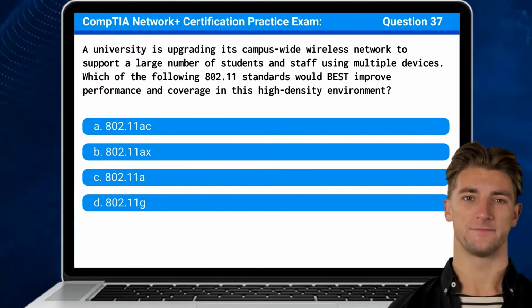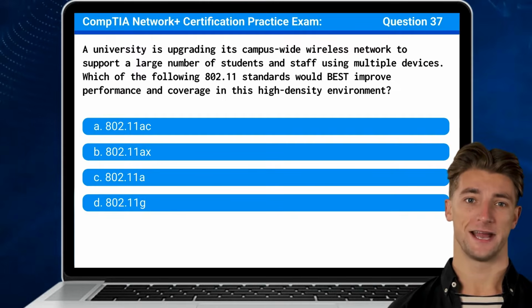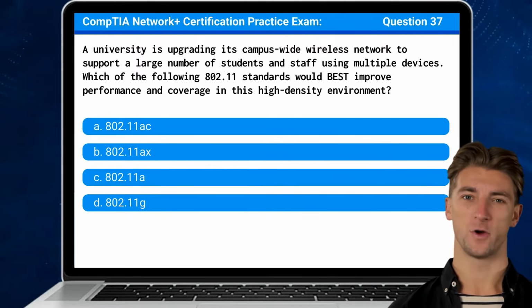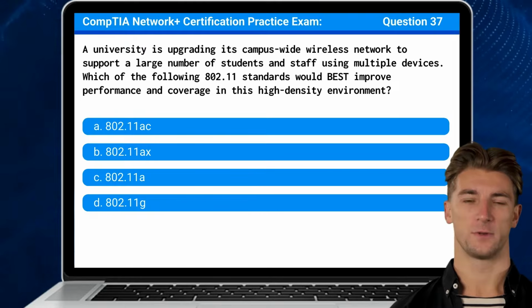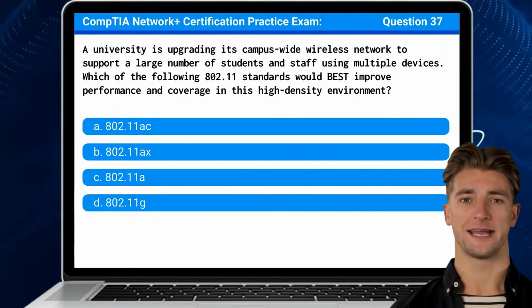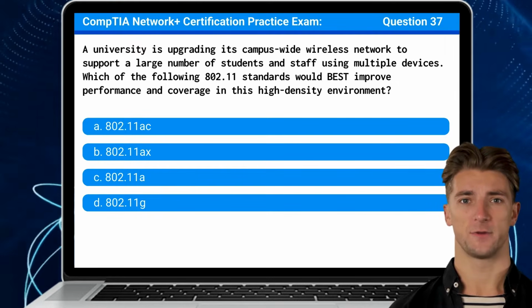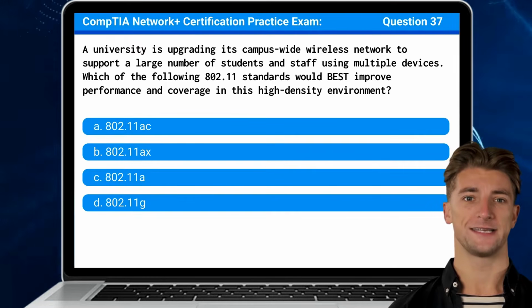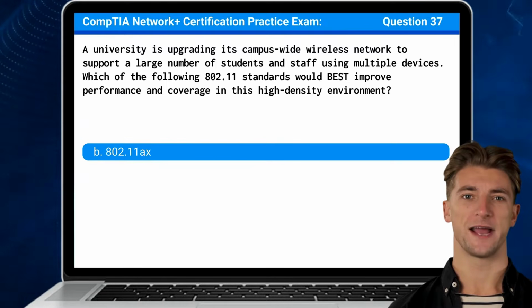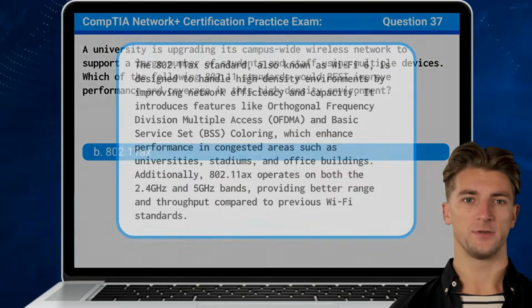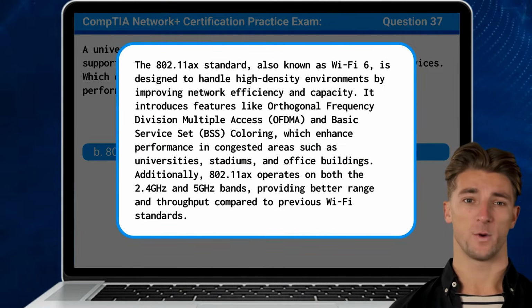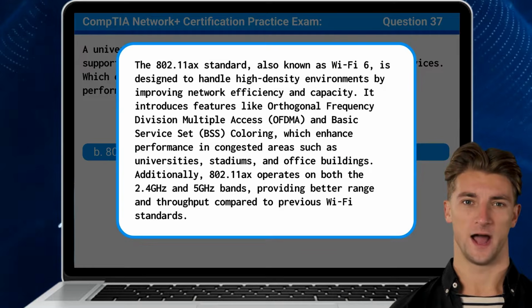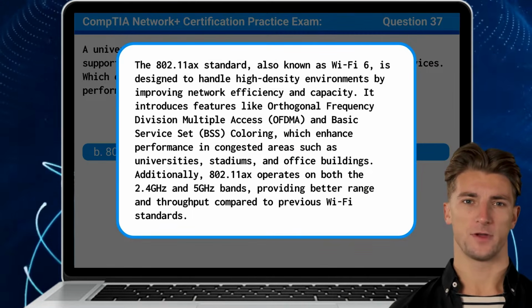Question 37. A university is upgrading its campus-wide wireless network to support a large number of students and staff using multiple devices. Which of the following 802.11 standards would best improve performance and coverage in this high-density environment? The answer is B. 802.11ax.